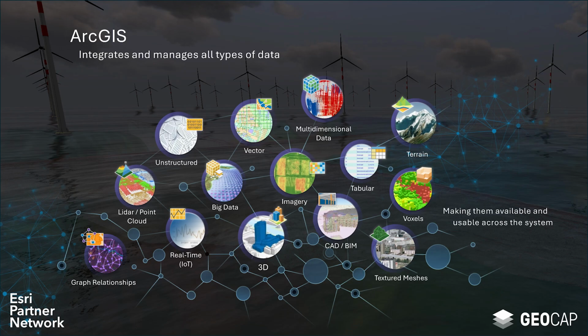ArcGIS is a geographic information system, or GIS for short. It lets you create, manage, analyze, and map all sorts of data in the context of location. It's developed by Esri, the global leader in location intelligence and mapping.